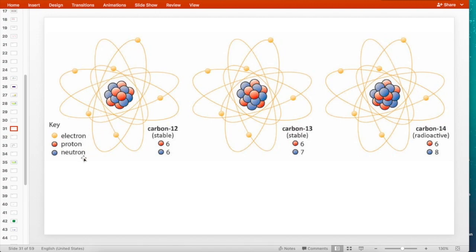Red particles are protons, and blue particles are neutrons in a densely packed region called the nucleus. This would be carbon-12 because we could count 6 protons, 6 red particles, and 6 blue particles. Here's carbon-13, and here's carbon-14 with 8 neutrons. So that's what we're getting at. We are using the idea of isotopes to talk about the number of particles in the nucleus of an atom.